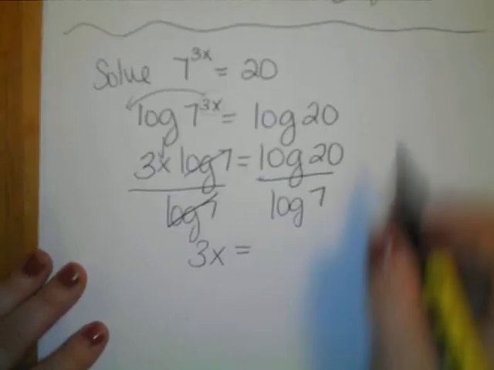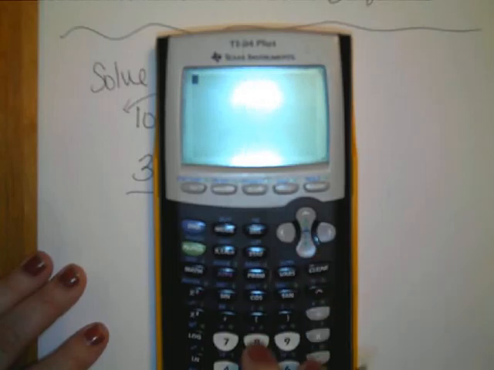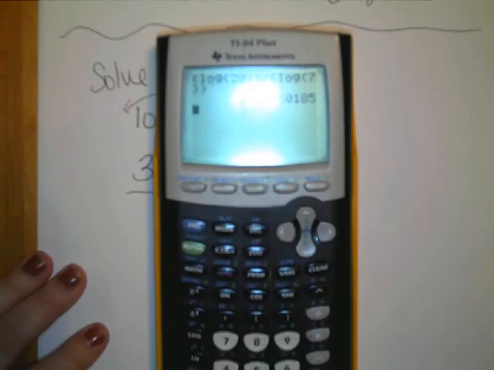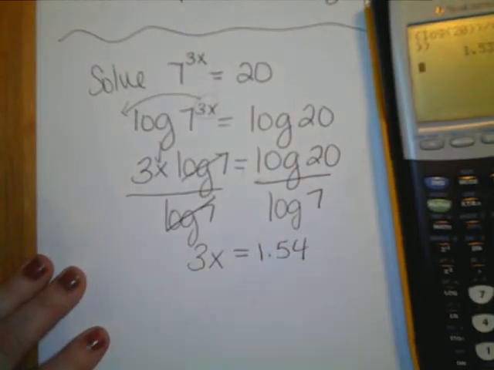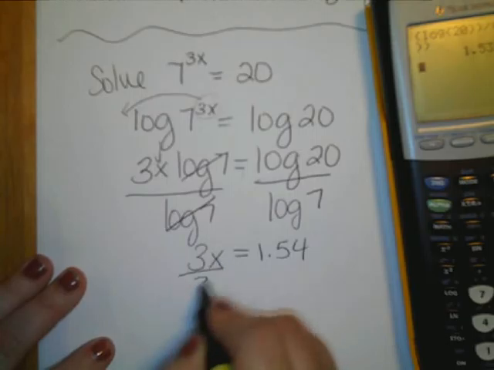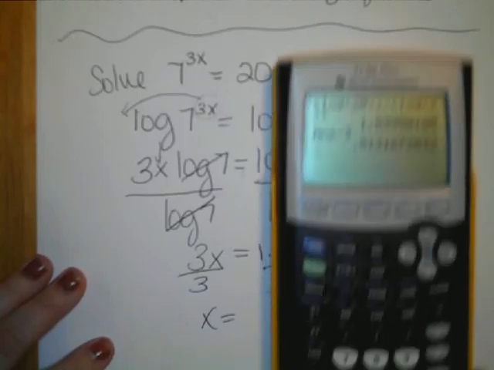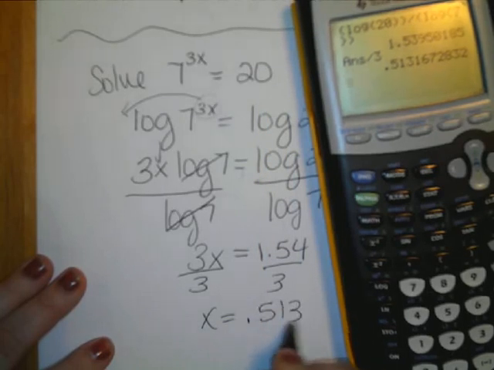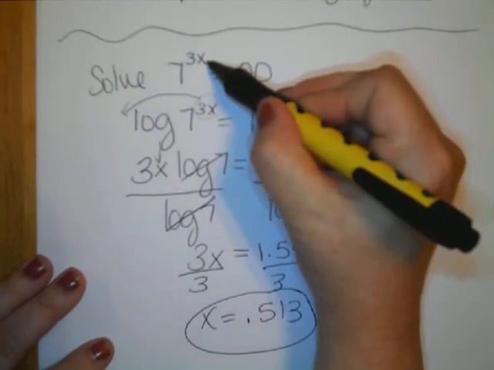Now, this in my calculator would be log 20 divided by log 7. And that's going to give me 1.54. Now, how am I going to get x by itself? Divide by 3. Since it's already in my calculator, I can just say divided by 3, and it gives me 0.513. So, if I were to replace x with 0.513, it would give me 20 when I worked it out.